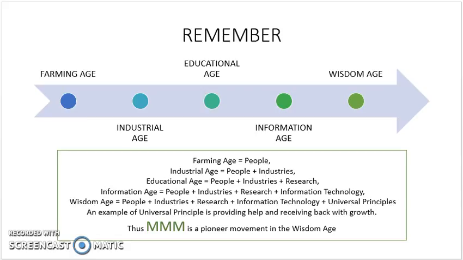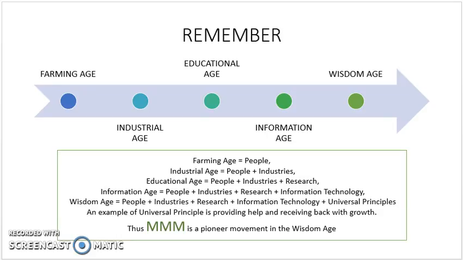Remember, there was a time when the world was in the farming age. Later it moved to the industrial age, the educational age, and then the information age. Now we're moving into something different. The farming age just comprised of people, and the industrial age comprised of people and industries. The educational age comprised of people, industries, and research. The information age comprised of people, industries, research, information technology. The wisdom age is comprised of people, industries, research, information technology, universal principles.